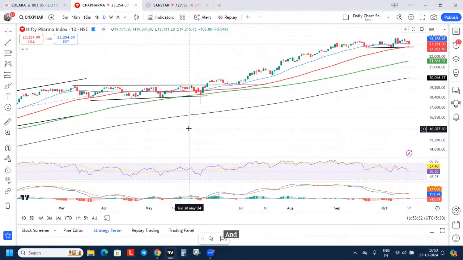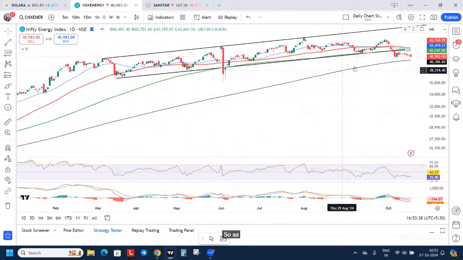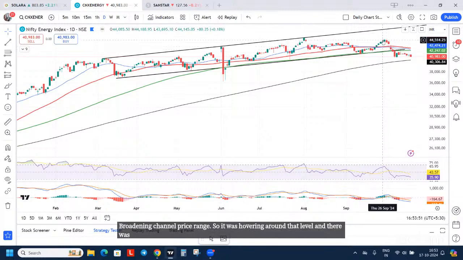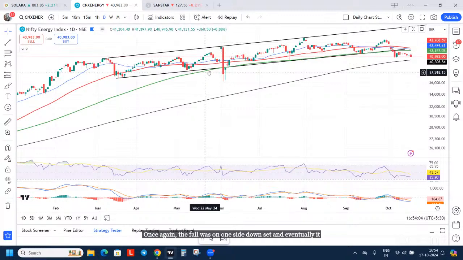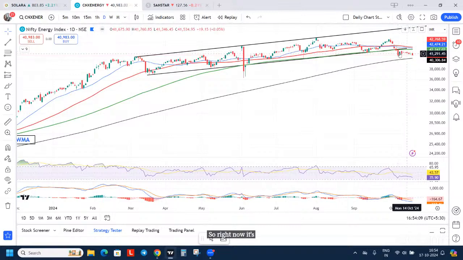And the last sector from my side is Nifty Energy. As we saw in the last Bazaar Charcha, it was somewhere in the range of this broadening channel price range. It was hovering around that level, and there was a slight pullback, but it could not close above the previous high. Once again the fall was on the downside, and eventually it breached that upward sloping broadening channel pattern. Right now it has breached that level and continues to trade in a sideways range.